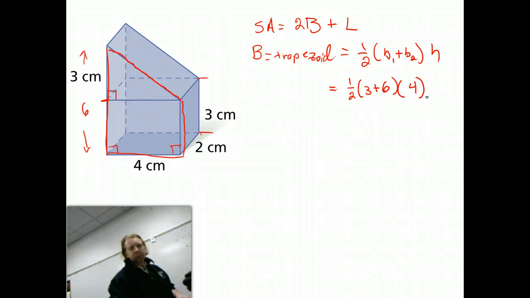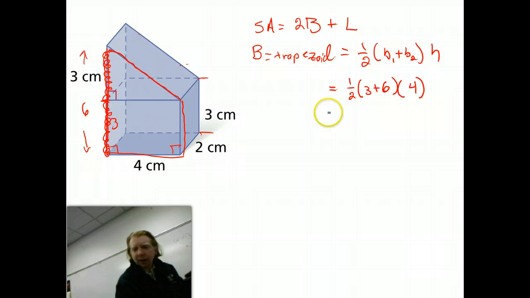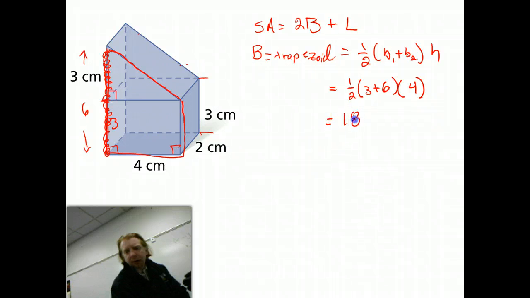Wait, 6 total? Yeah. This whole piece right here is 6, because it's 3 up here, and then it's also 3 down here. So that means my base is going to be, let's see, that's 9 times 4 divided by 2 puts me at 18 square centimeters.